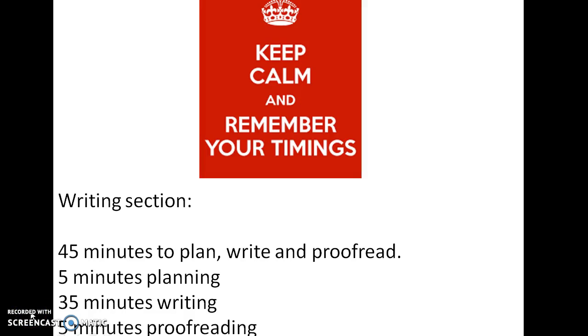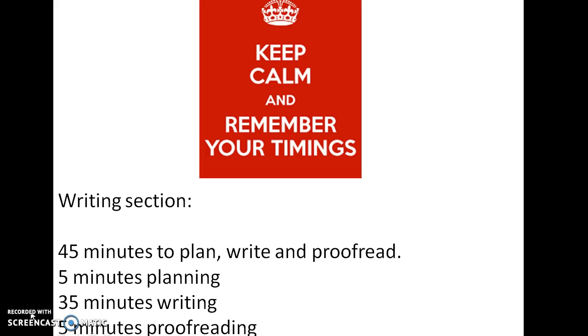Okay, so in this video I'm going to be walking through how to do well on section B, which is the writing section of the GCSE English language paper. For this section I've got 45 minutes to plan, write and proofread my answer. The examiner needs me to show that I can produce the type of text that the question asks for and aim it at the specified audience.